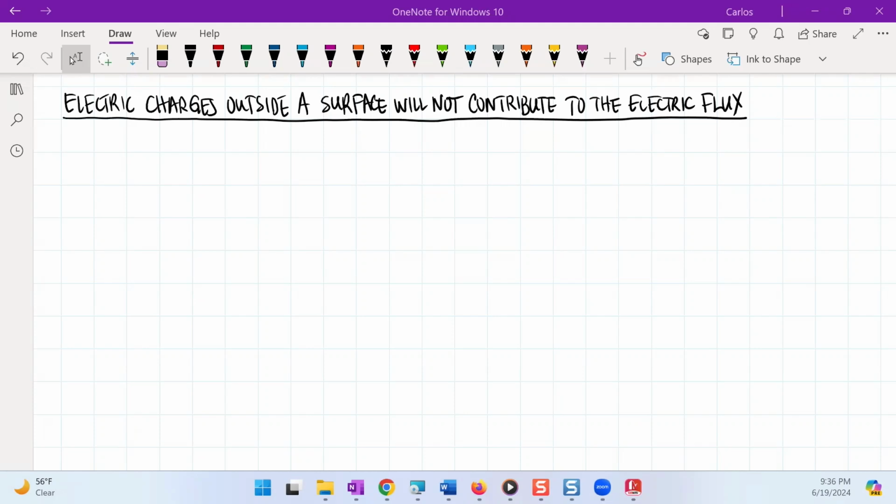Electric charges outside the surface will not contribute to the electric flux. There are three possibilities for a zero electric flux.